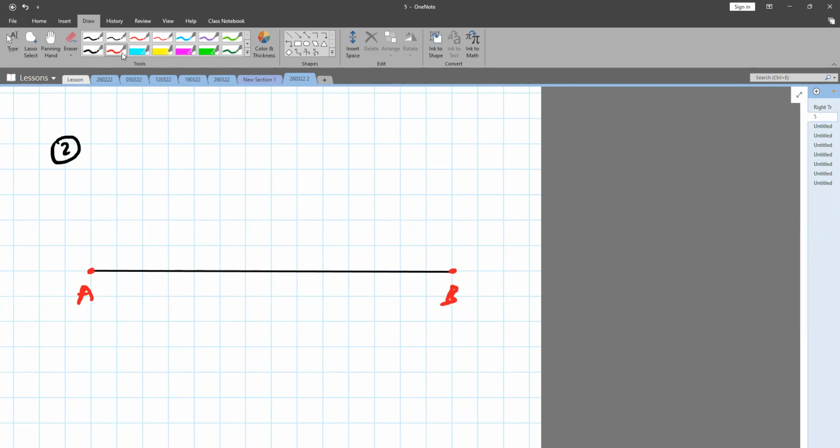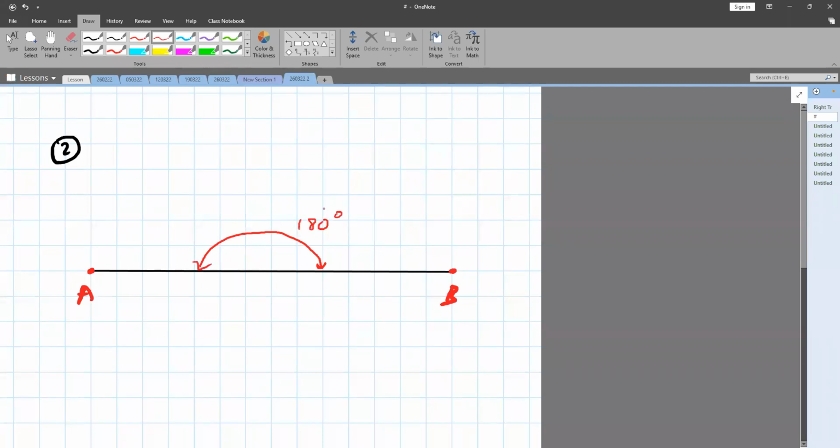Now, do you know the angle that you get when you have a straight line? 180. And they just halve that? They halve it. But the question is how they can divide this angle of 180 into 2 equal angles.